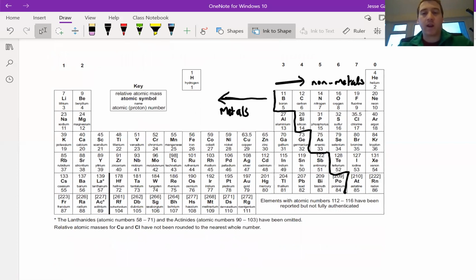Each element is separated in its own little box. In its box, you're going to see some numbers, some letters, and a name. Don't worry too much about the numbers for now. We're going to find out what they are later.